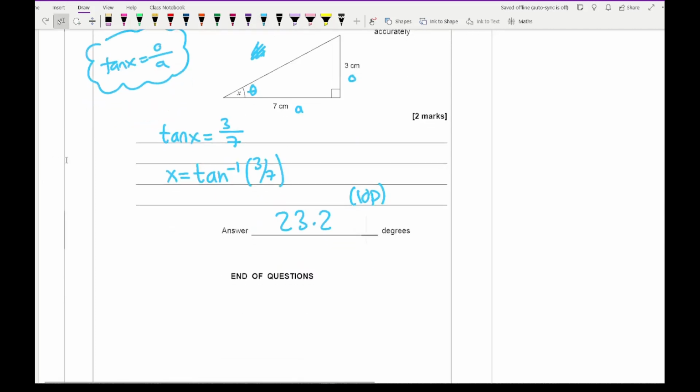And that's the end of this paper. Now I will include the grade boundaries, so once you've marked your paper you can see what grade you've attained on this individual paper.